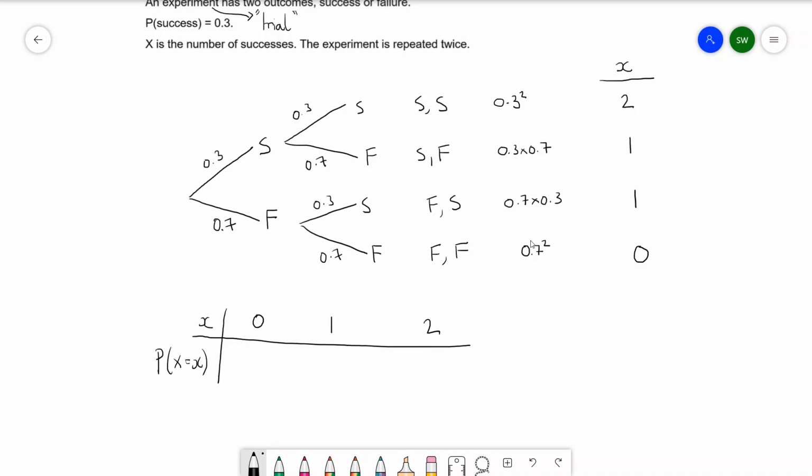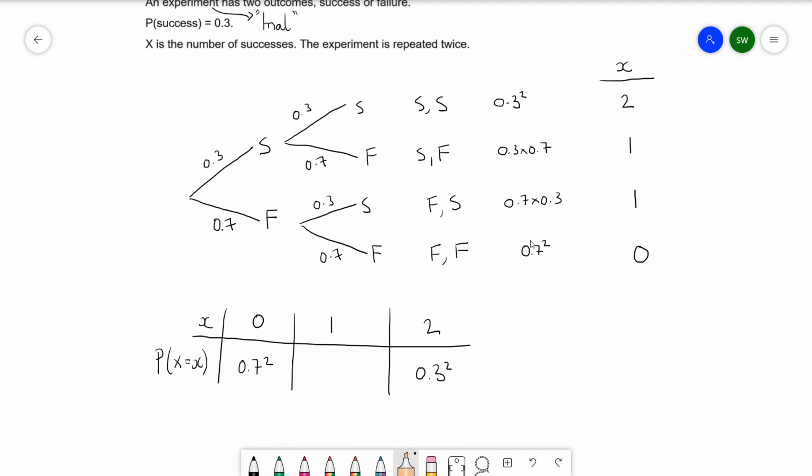So let's write down the probability of each of these specific values of x. So the probability of having 0 successes, well, that's just failing every single time, so failing twice, which is 0.7 times 0.7, 0.7 squared. And the probability of having 2 successes means that you have to succeed both times because we're only doing 2 experiments, so that's going to be 0.3 squared.